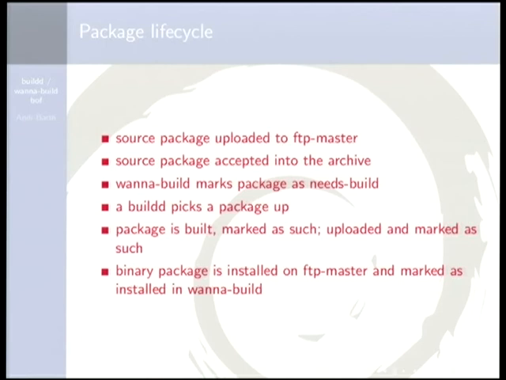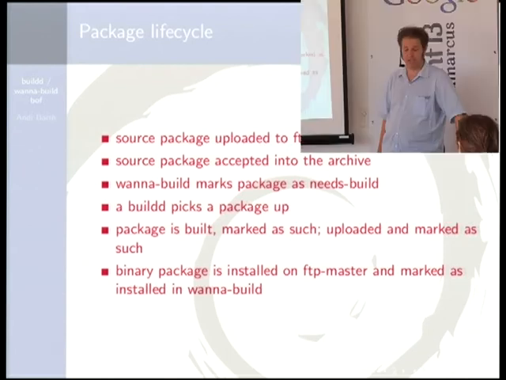So now that's the life cycle, what happens. A source package gets uploaded to FTP master, then it's sooner or later accepted into the archive. Then wanna-build gets pushed the index files, and index files are just the same that everybody has. So it's a Packages file and the Sources file. Then it merges them. It sees, okay, here's a package and a source file that's not been built yet on that architecture. It marks the package as needs-build.